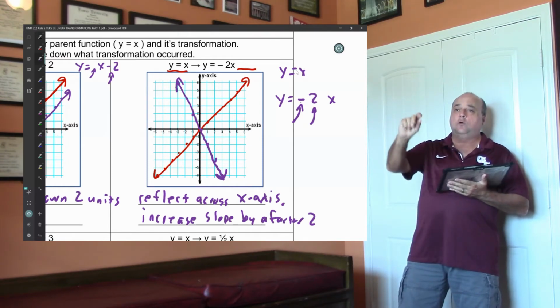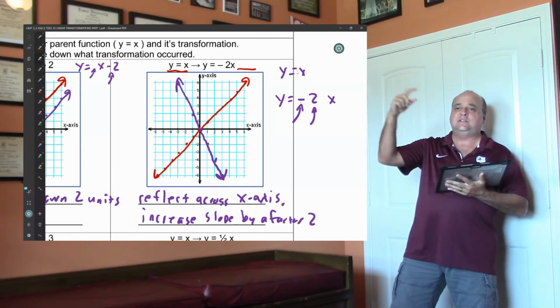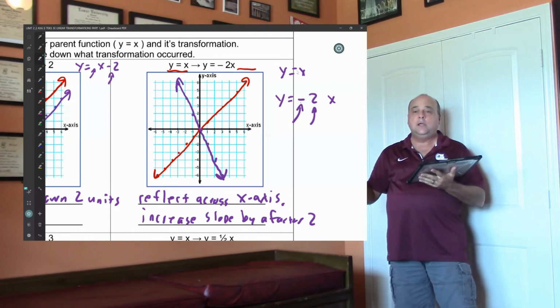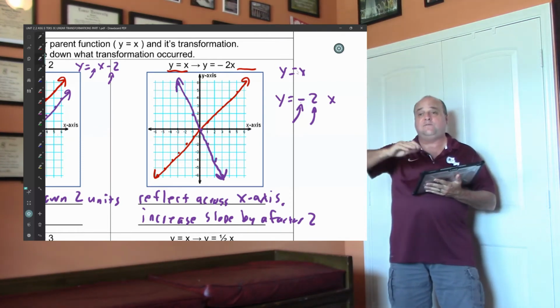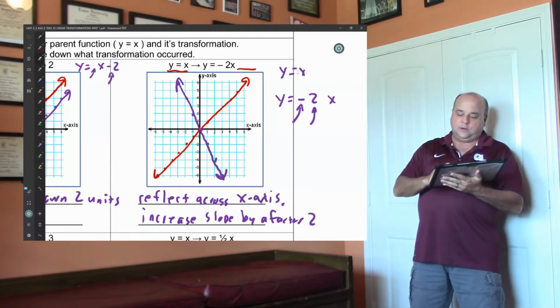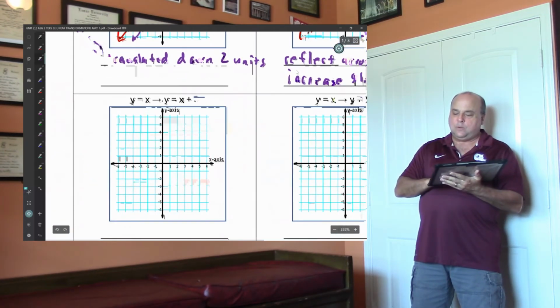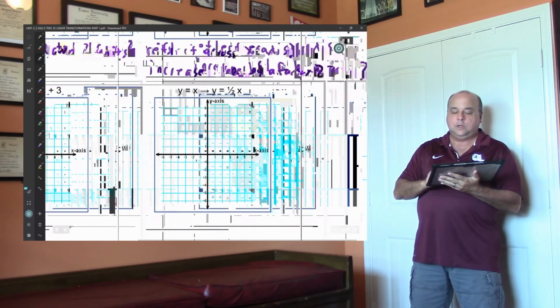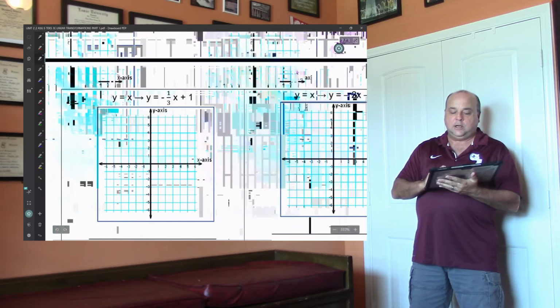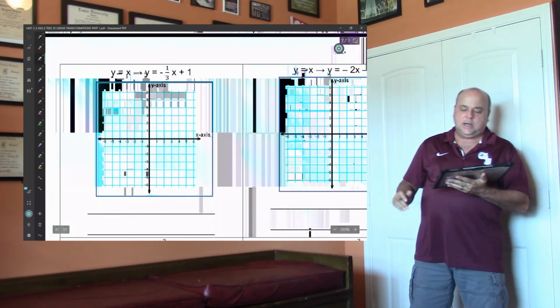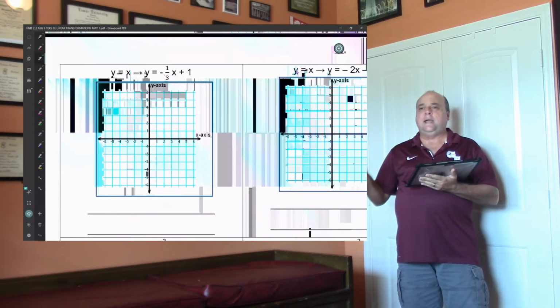So a negative slope means it reflects across the x-axis, then you write down what happens to the slope. If the slope is less than 1, it decreases the slope, right? It makes it flatter. Well, let's go to another problem. Let's find one with a smaller slope. Let's turn the page, and let's go to this one.